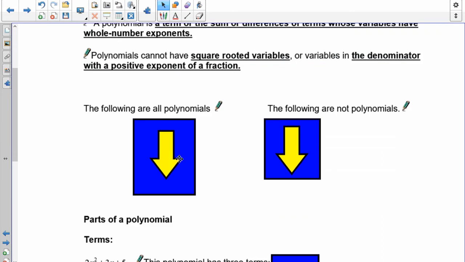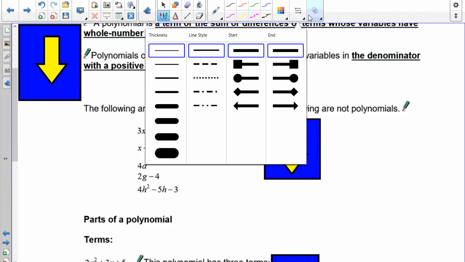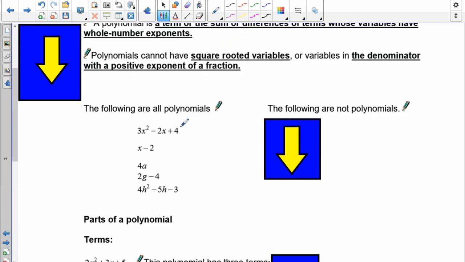So here's some examples. 3x squared minus 2x plus 4. You notice all of the exponents are positive. Even this 4 has a positive. Okay, when you have a number with no exponent, its exponent is positive 1. Right? So you'll notice this x also has, as I said, an exponent of 1. This here has an exponent, and it is also 1. So you'll see a 2, a 1, and a 1. Since they're all positive, that makes this a polynomial.